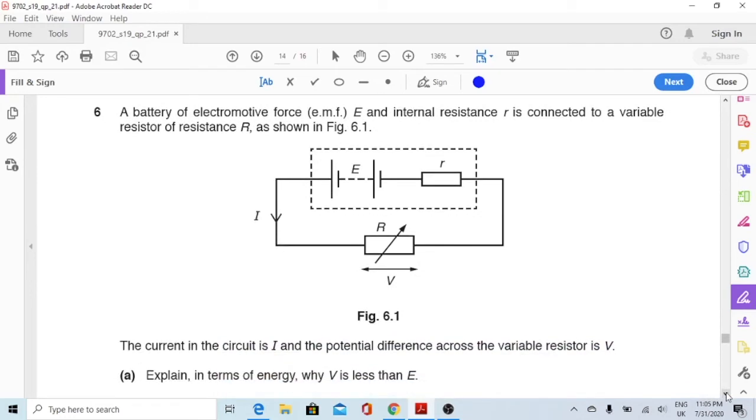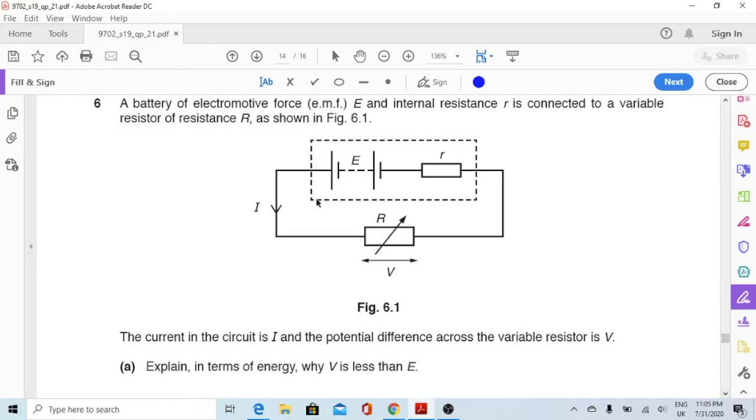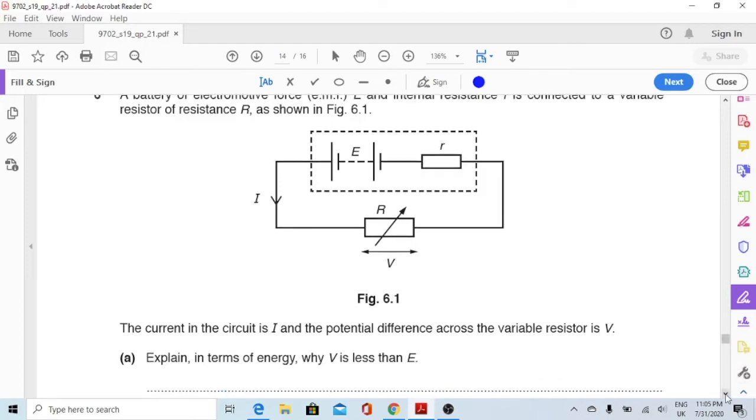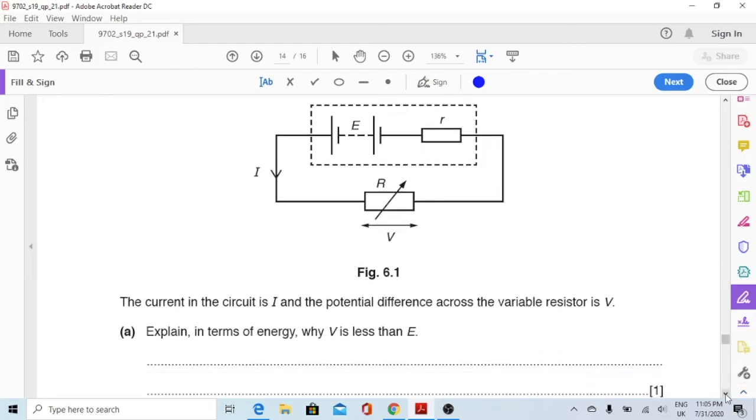Question 6. A battery of electromotive force EMF E and internal resistance r is connected to a variable resistor of resistance R as shown in figure 6.1. So this is a complete circuit. Over here that's a variable resistor with the voltage V. A current I is going to move across the circuit, and it has an EMF of E, and the battery also has an internal resistance of value small r. The current in the circuit is I and the potential difference across the variable resistor is V.